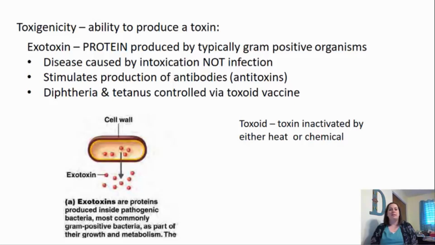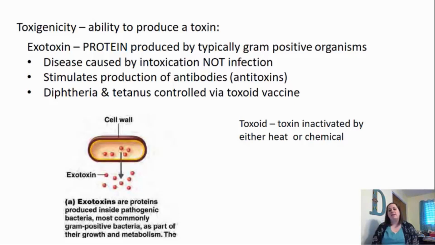One example is the exotoxin. This is a protein produced by typically gram-positive organisms. This is where the disease is caused by intoxication, not infection. So it's not actually the bacteria that's causing the problem, it's the toxin that they release. This stimulates the production of antibodies. These antibodies, since they're against toxins, are also known as antitoxins. Diphtheria and tetanus are controlled via toxoid vaccines.